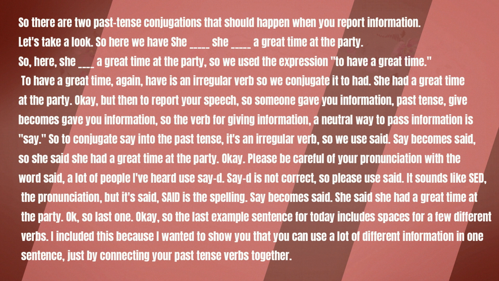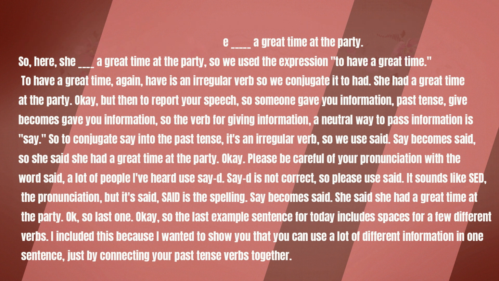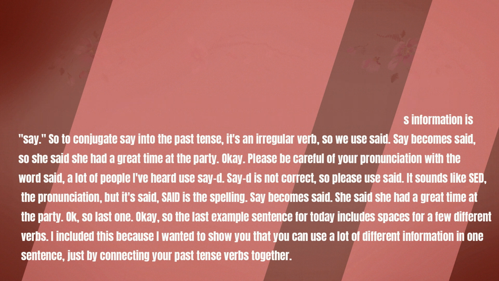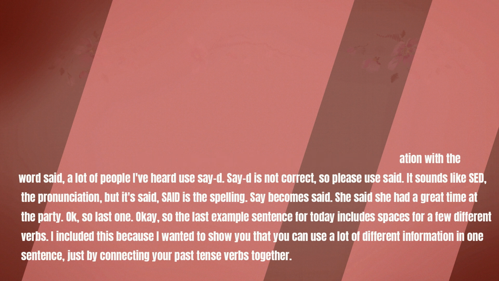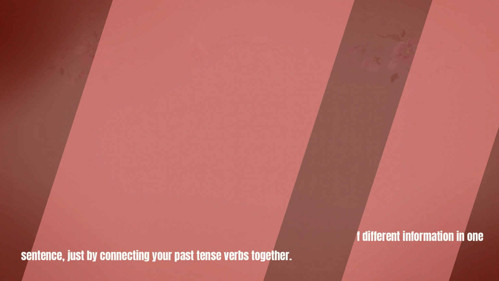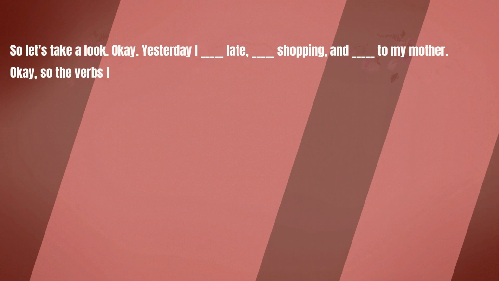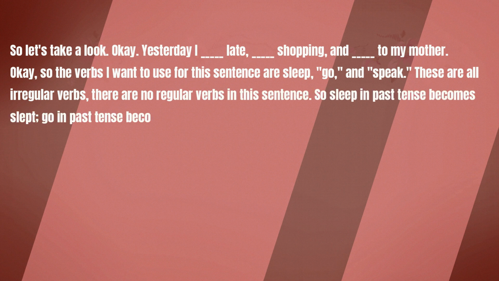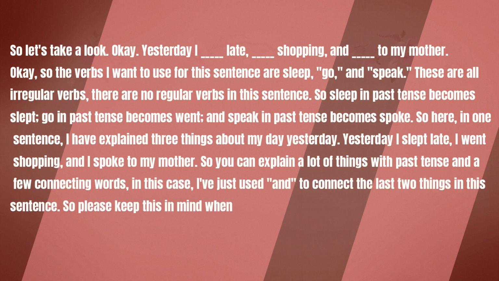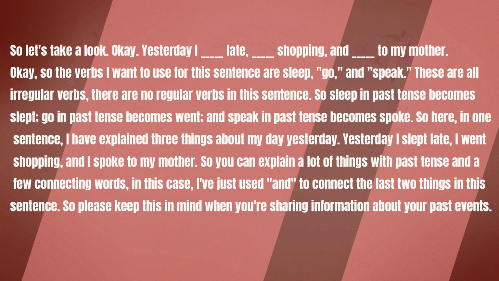Okay, so last one. The last example sentence for today includes spaces for a few different verbs. I included this because I wanted to show you that you can use a lot of different information in one sentence just by connecting your past tense verbs together. So let's take a look. Okay, yesterday I something something late, something something shopping, and something something to my mother. Okay, so the verbs I want to use for this sentence are sleep, go, and speak. Sleep, go, and speak. These are all irregular verbs. There are no regular verbs in this sentence.